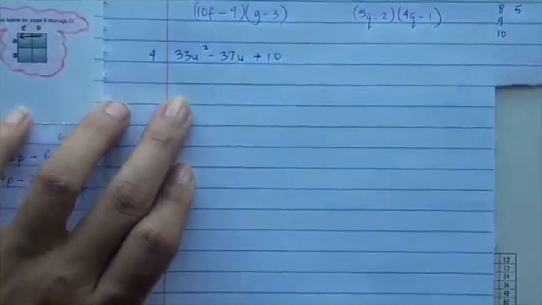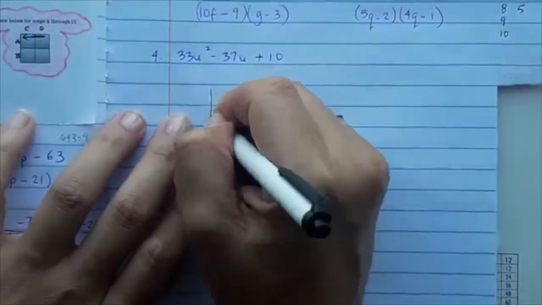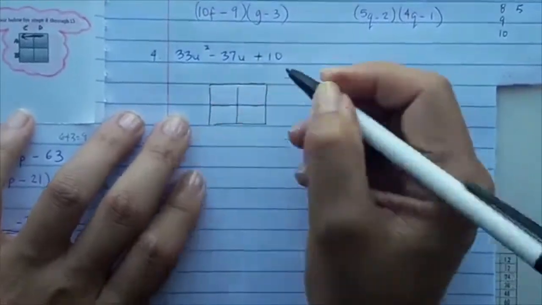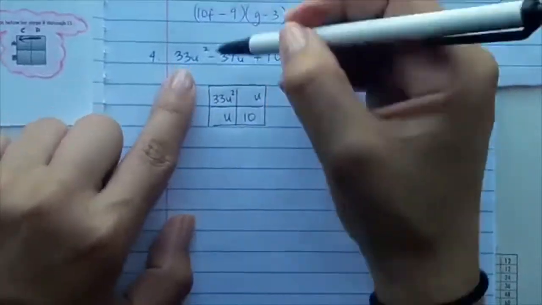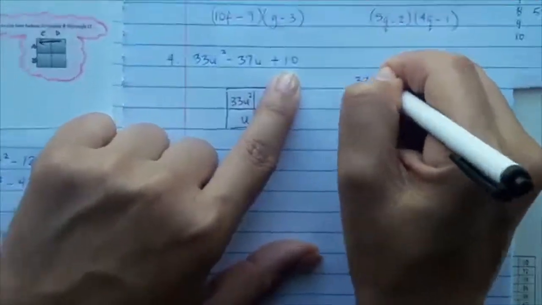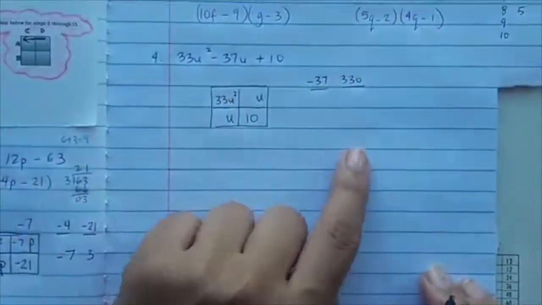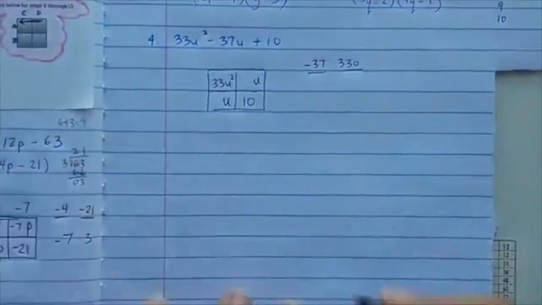So again, you would draw your 2 by 2 box. This is a listening check. Underline 33u squared. First number in the first square, last number in the last square, then you're finding the 2 variables. So 33 times 10 is 330, and then negative 37. So I need 2 numbers that multiply to 330 and add to negative 37.